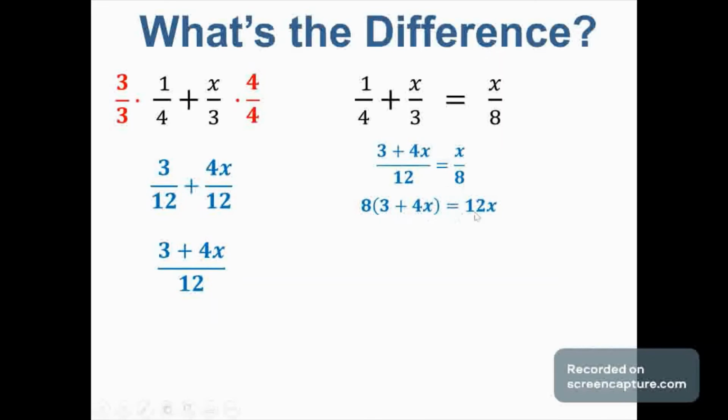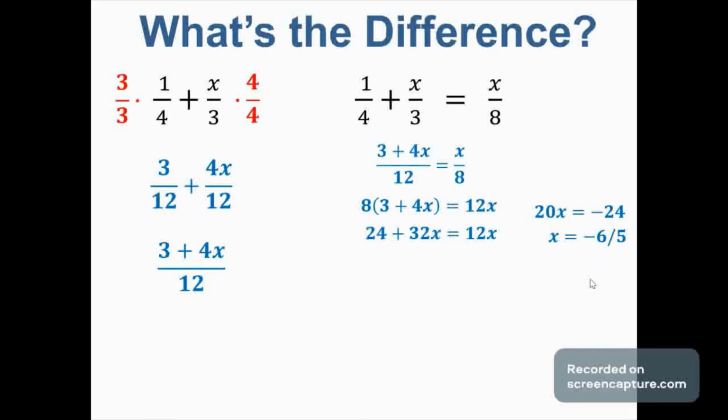Now we can go a little further and solve for x, right? 8 times 3 and 8 times 4x is 24 plus 32x. And then get all the x parts on one side. So I will subtract 12x over here, and then I'll move the 24 to the other side. So I have 20x equals negative 24. And finally divide by 20 to get negative 6 over 5 when you reduce that fraction.